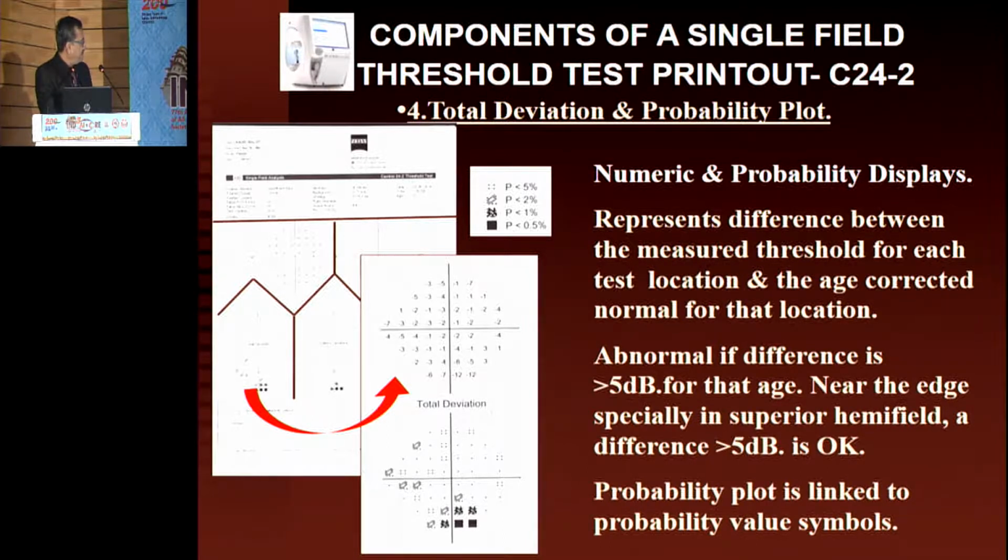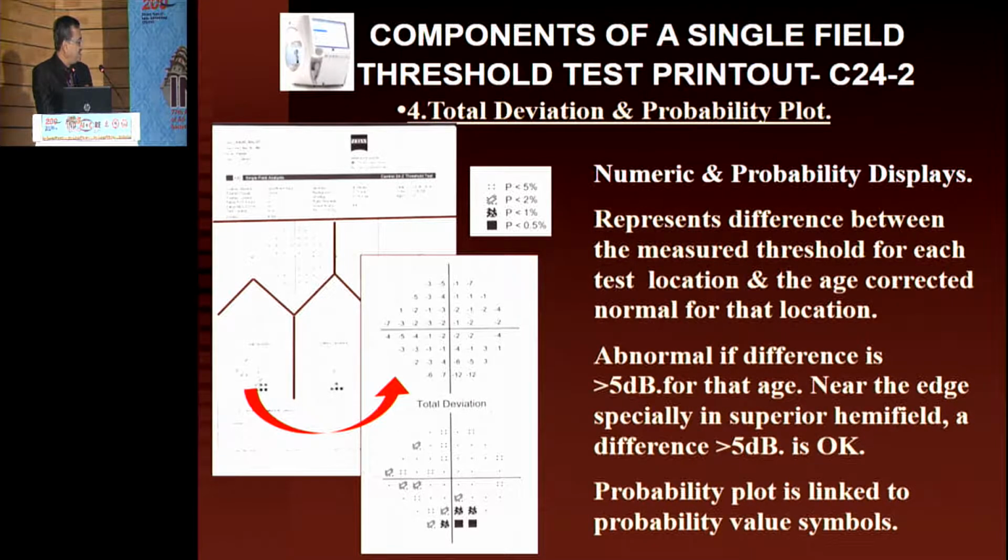Suppose the expected normative database value at this point is 36 and the patient has tested 34; that gives you a value of -2. If the expected value is 34 and the patient has tested 34, that reflects as 0. If the expected value is 36 and the patient sees 37, that is reflected as +1. So it is a numeric display, and the arithmetic mean of all this translates into your global index, the mean deviation, where it doesn't make any sense for you to see these numbers here.